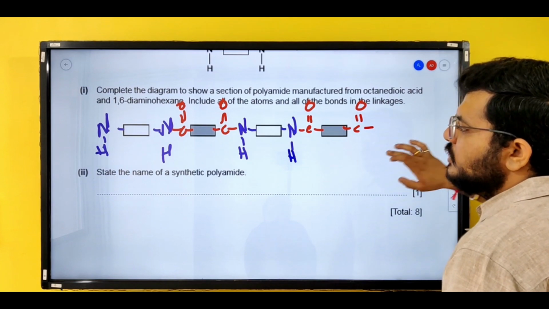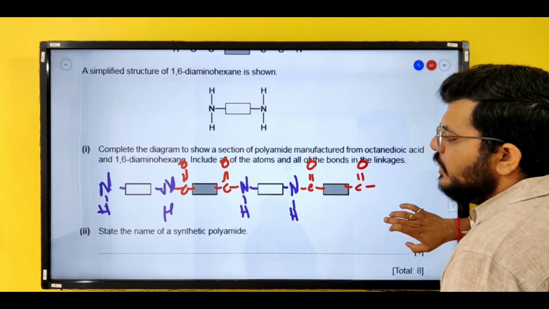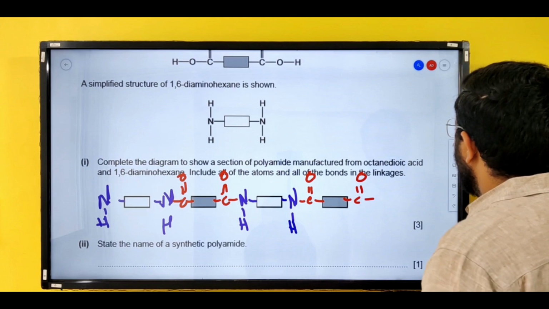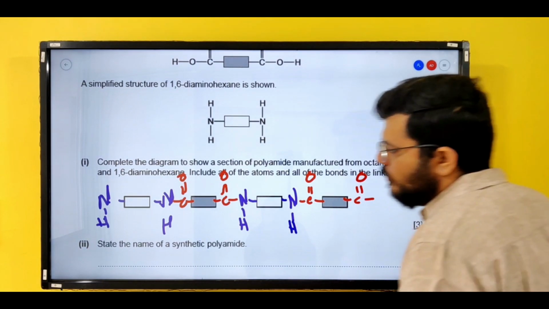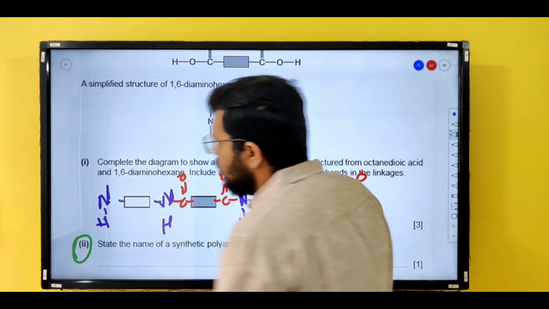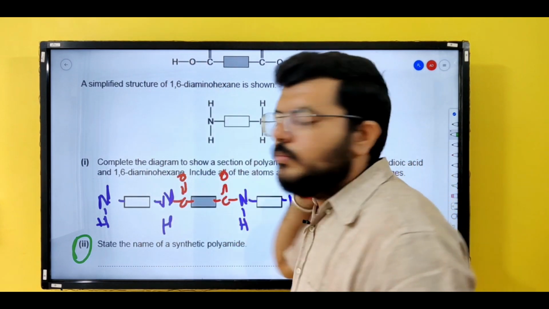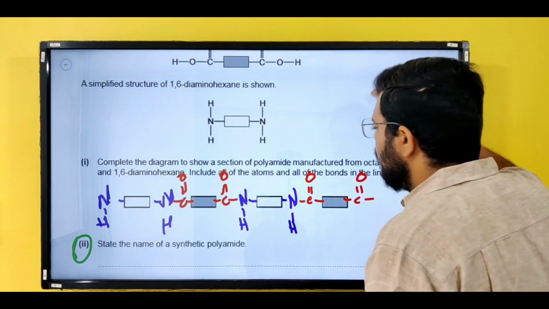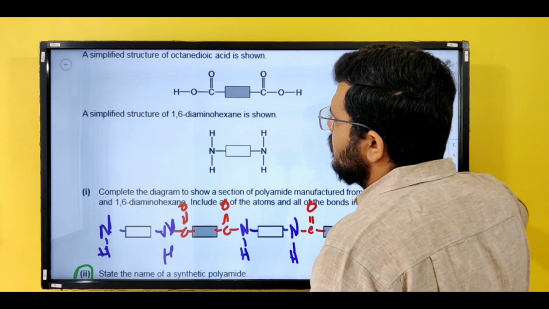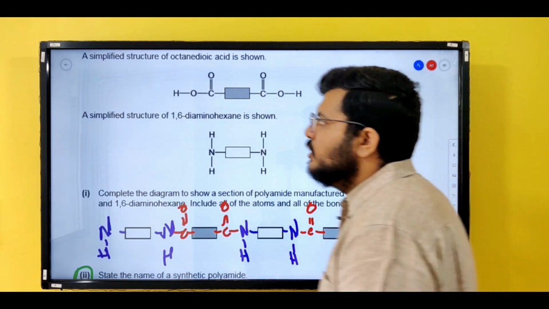State the name of the synthetic polyamide, right? Let's do this, guys. You tell me what will be the answer to this question. You already have the monomers. You already have the names of the monomers. Try to name this and let me know in the comment box below.